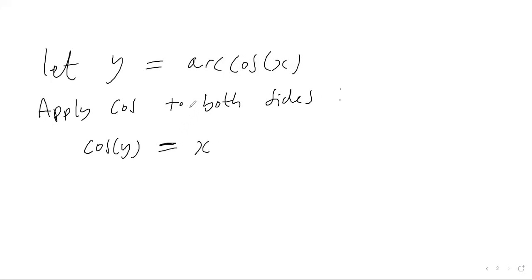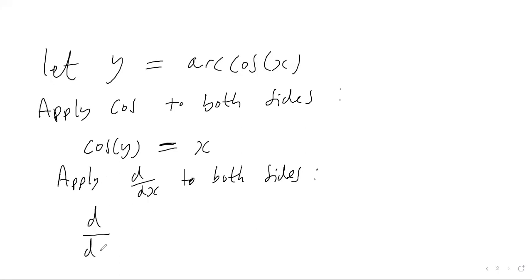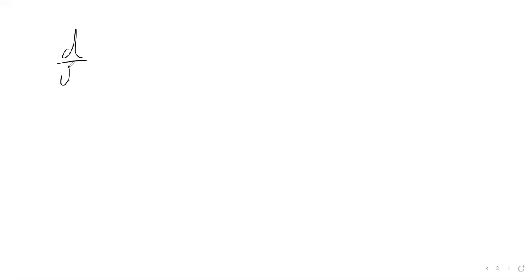Then the technique from the previous video is to differentiate with respect to x on both sides, so apply d by dx to both sides. On the first side we get d by dx of cos y, and on the second side we get dx by dx, which is just the number one. So d by dx of cos of y equals the number one.